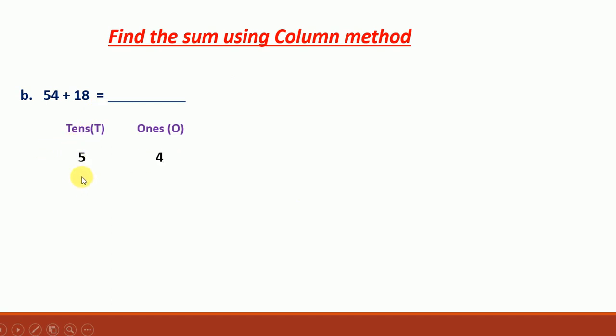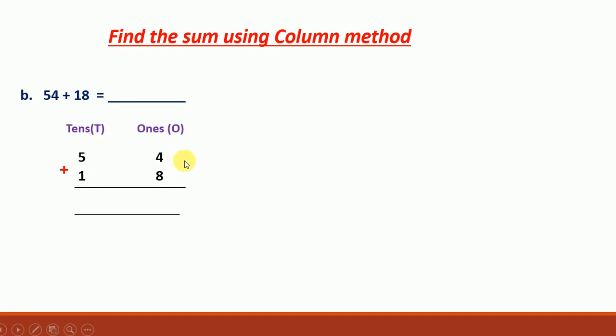Write the number 54. It has 5 tens and 4 ones in it. Next number, we have 18. In 18, there is 1 ten and 8 ones. So don't forget to put the plus symbol there. As we discussed before, in the column method, we have to add from the ones place.